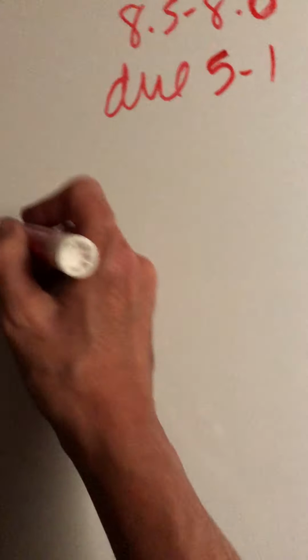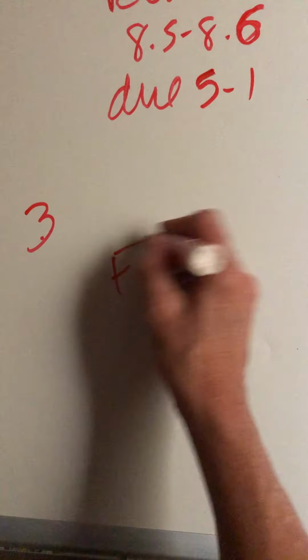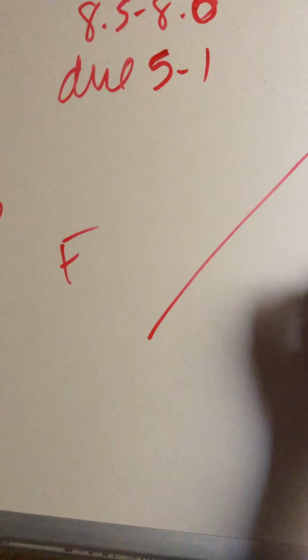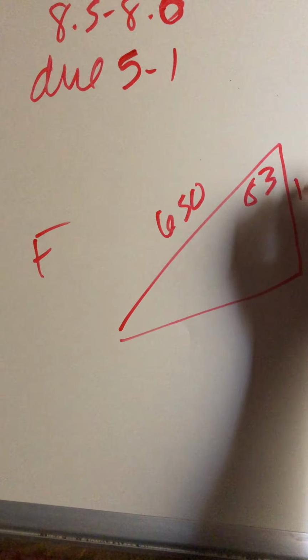Then on number 3, this is one like you had on the homework, on the notes and on the homework. And I'm not going to draw the picture because when you've got the review in front of you, you can see it. But we need to find F. And if you look at F, it's in a triangle. I will draw the triangle that F is in. This is 83 degrees, this is 650, and this is 100.